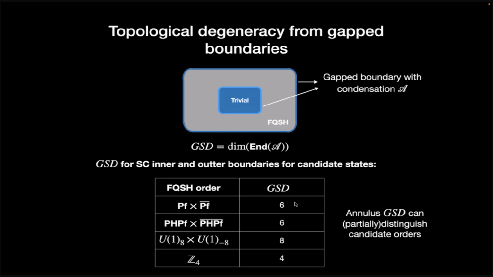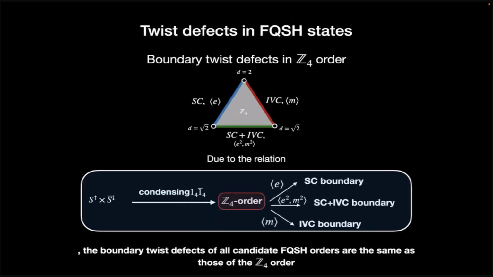And so the annulus ground state degeneracy is 6 for Pfaffian times anti-Pfaffian, 6 for particle-hole Pfaffian times anti-particle-hole Pfaffian, 8 for U1 level 8 times U1 minus 8, and 4 for the Z4 order. So this shows that the annulus ground state degeneracy with gapped inner and outer boundaries can be used to partially distinguish these candidate orders, which could be useful experimentally to tell what kind of order we have in the system. Next, I want to discuss the twist defects in the fractional quantum spin Hall states.